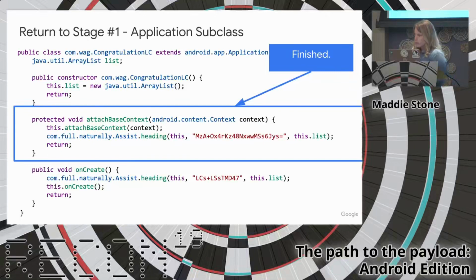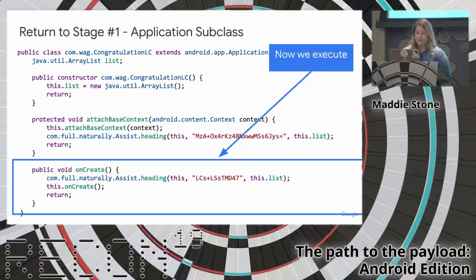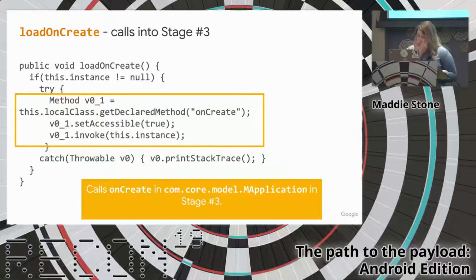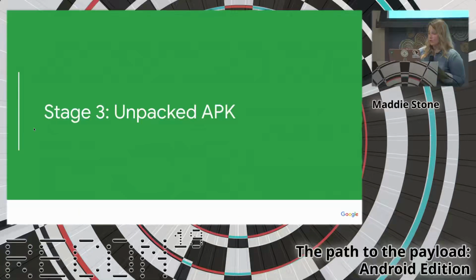And in the Android application lifecycle, that means the next thing we do is call onCreate. So we're going to go through the whole path again, but skip that very last method of load attach context. This time instead, we're down at bullet 5, where we will call start load, which will allow us to begin executing in the unpacked stage 3 rather than just unpacking it. So this is where we see our calls into it. Again, just lots of reflection. And we're calling onCreate in stage 3.